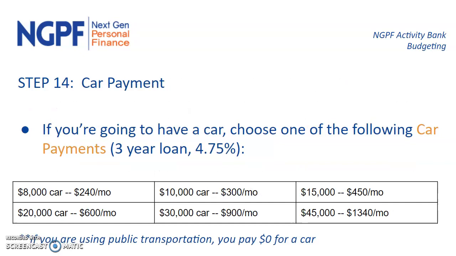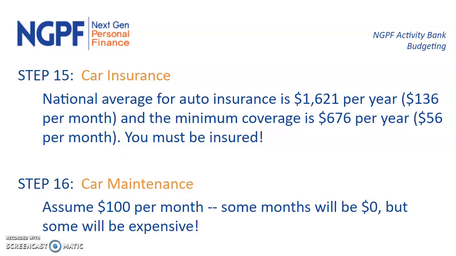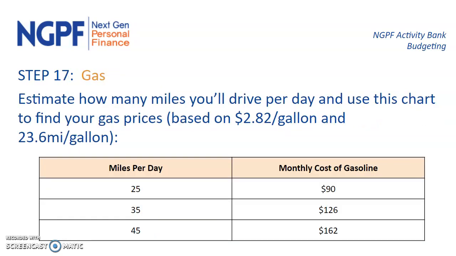So if you're going to have a car, you need to choose one of the following car payments, okay? Car insurance, car maintenance, gas. How many miles a day? Are you going to live in the city where you work? If you chose an apartment about an hour away from where you work, how are you going to get there? So things like that.